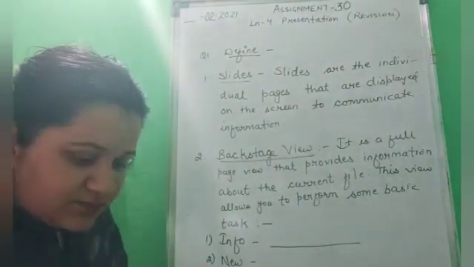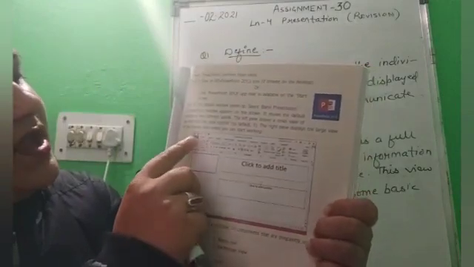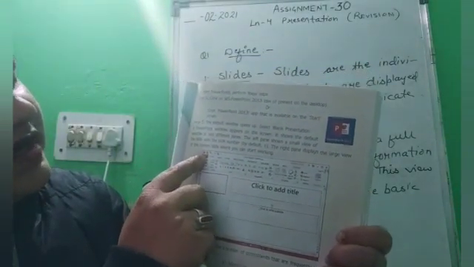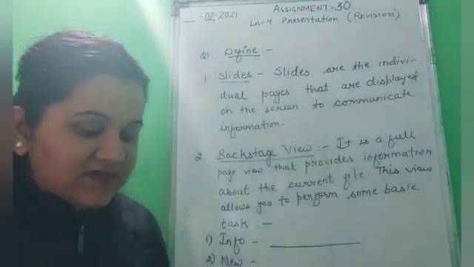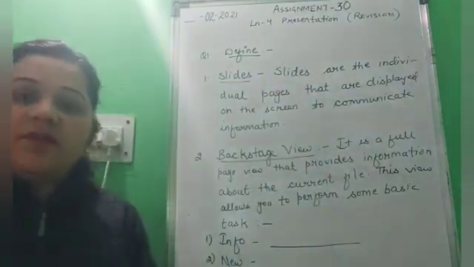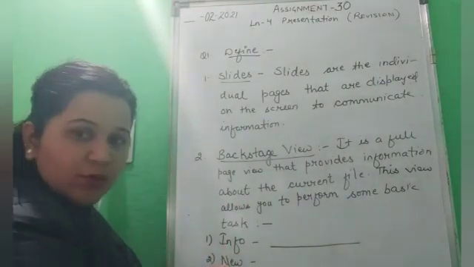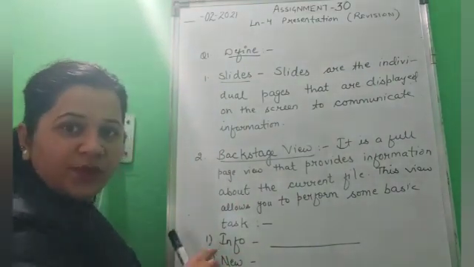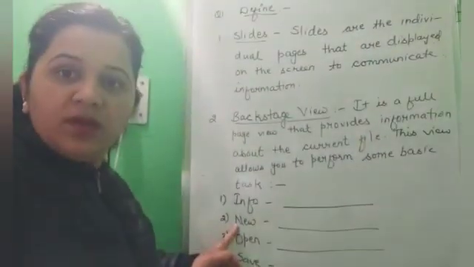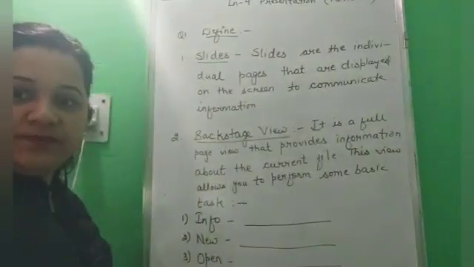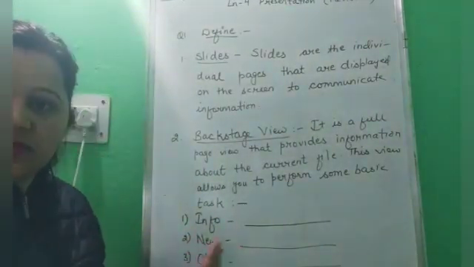Children, see, this is the presentation window. When we open MS PowerPoint, this is the PowerPoint window. Now when we click on this file option, it provides you the backstage view. Backstage view means it provides you the information about the current file. When you click on it, it shows you some options like info, new, open, save, like this.